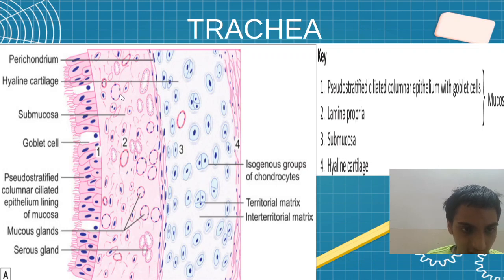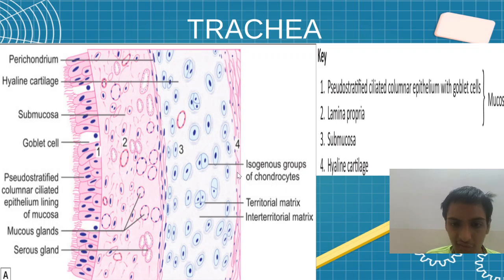Okay. You are finding the submucosa. Okay. And then we are finding the hyaline cartilage. So why are we having this territorial, interterritorial matrix? You may be thinking, what is this? Because the trachea is lined by hyaline cartilage. Just remember this much. Okay.